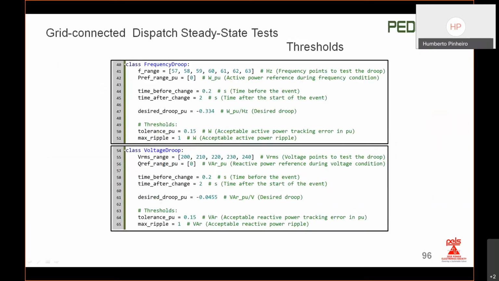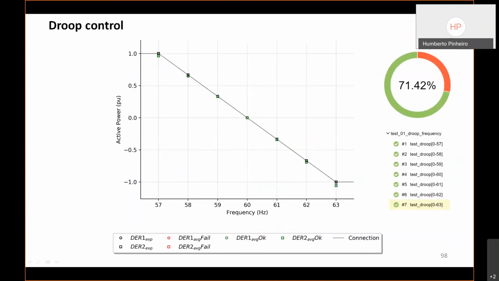So you can parameterize the test, define the grid frequencies where the steady state characteristic will be computed. You can define these thresholds, the 15% threshold. If you want to reduce it, you can reduce it. You can define the voltage that you are going to test, and so on. The first result here shows the droop control. All these considered primary controllers have a very good response in terms of frequency-watt characteristic. So the results are very good.